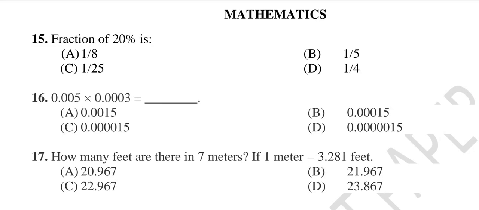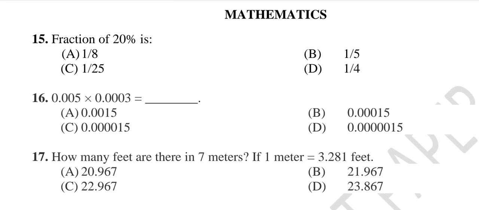Now question number 17. How many feet are there in 7 meters? If 1 meter is equal to 3.281 feet, so we will multiply 7 into 3.281. So here we will multiply 7 with 1, it will be 7. 7 is at the end of each option. So now we will multiply 7 into 8. 7 8s are 56. 6 is also at the end of each option.